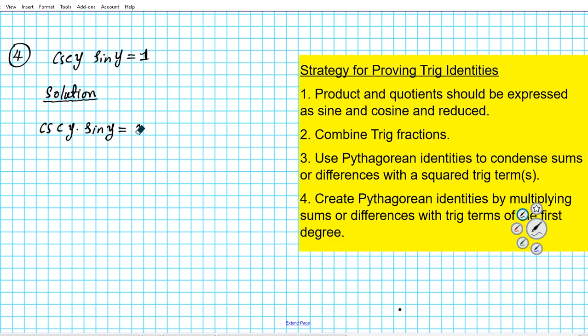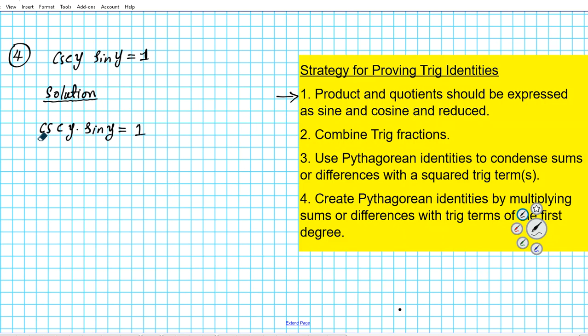If you take a look at strategy number 1, we advise that when we have products and quotients, they should be expressed as sine and cosine and reduced. The benefit of expressing trig functions, either products or quotients, using sine and cosine only is that it enables you to see if there are common factors that can be divided out. So let's go ahead and apply step 1 in the strategy to this particular case we're dealing with.